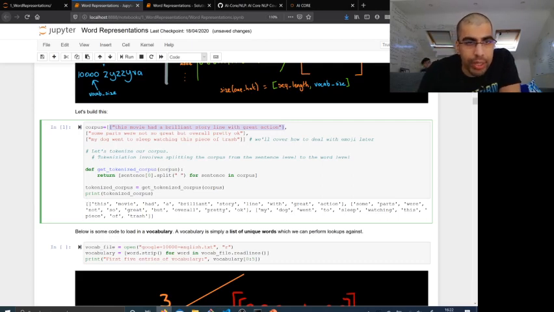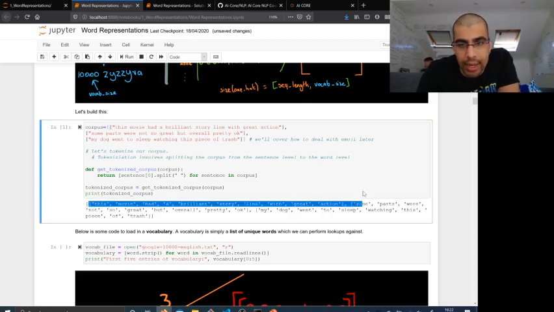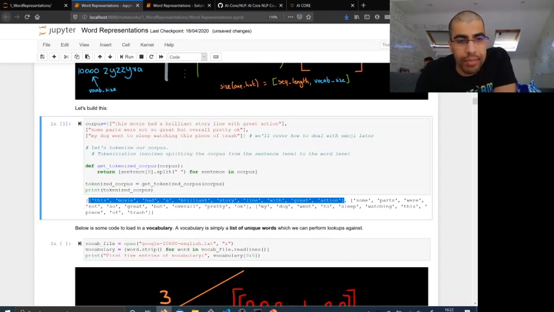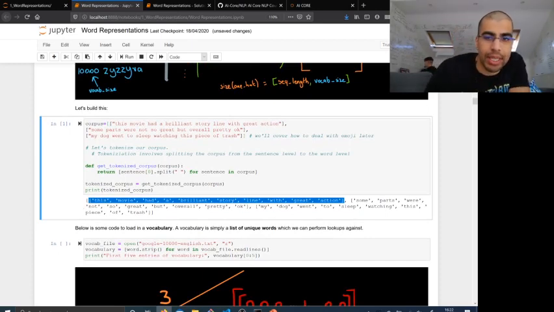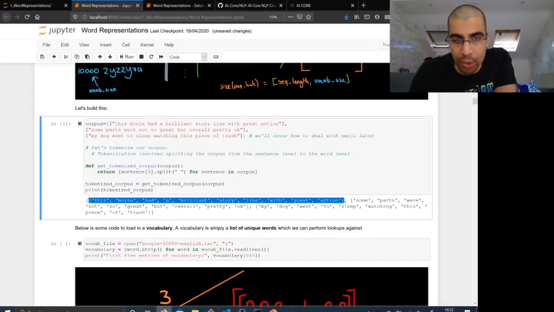So we can see that we still have the same list of lists, right? We still have a list of lists, and each list in this list of lists in our now tokenized corpus is each token as an individual element in the list. So we've now tokenized this corpus.